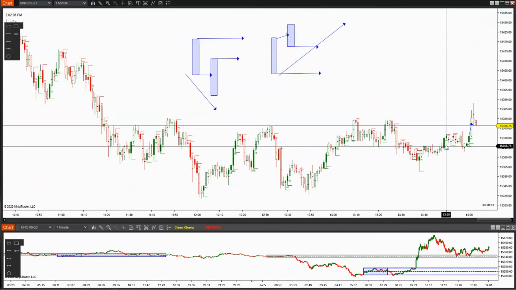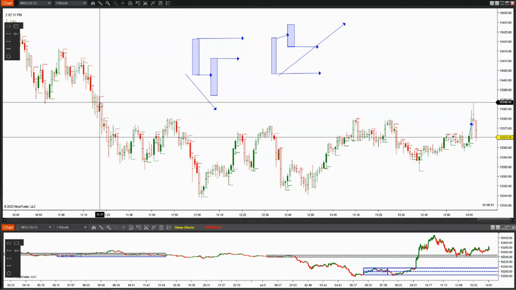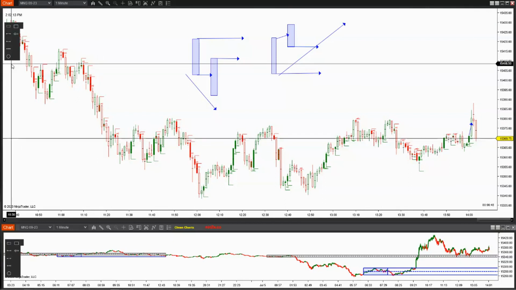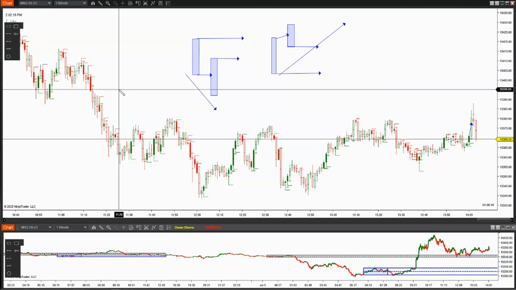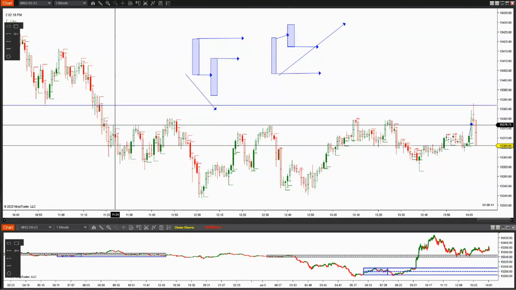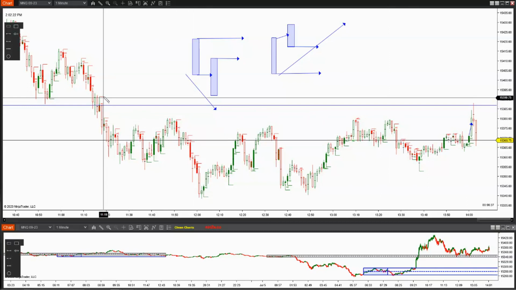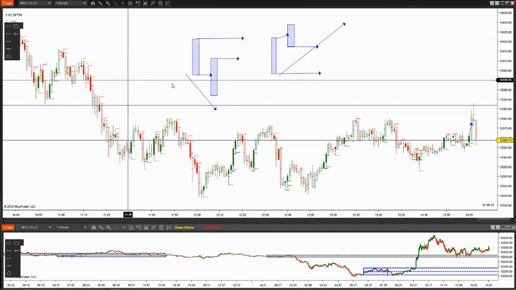All right, let's see what they did here. They came up here and they tagged this. So if this is a no close level, let's go with that. If they're not going to close above here, because I know they've been just sitting under this price level for a while now, it's a no close here, hard stop there.